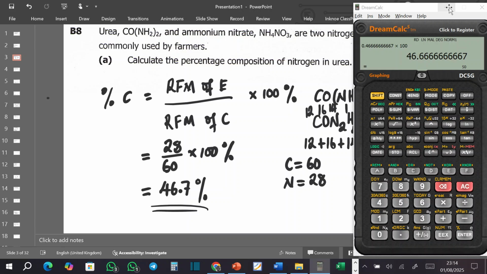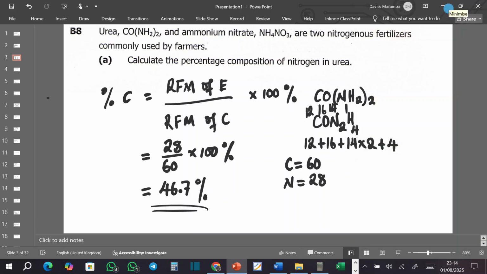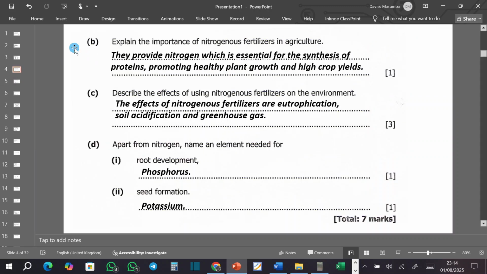Okay, so let's move to the next question, which is B, was like, explain the importance of nitrogenous fertilizers in agriculture. So the importance of nitrogenous fertilizer in agriculture is that they provide nitrogen, which is essential for the synthesis of proteins, promoting healthy plant growth and high crop yields.